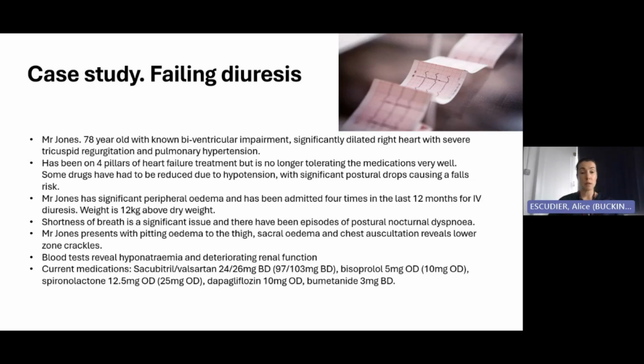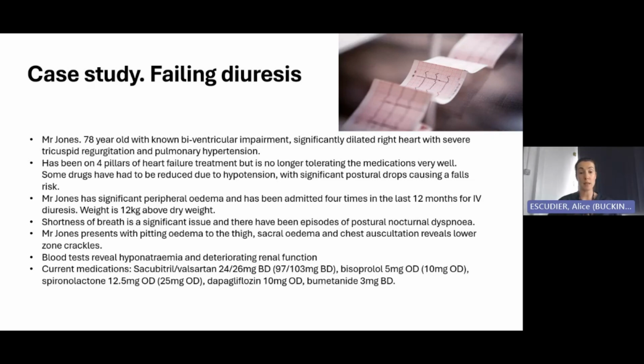On examination, Mr. Jones had pitting edema up to his thigh, had some sacral edema, and chest auscultation revealed crackles in his lower zones on his chest. Blood tests showed hyponatremia and deteriorating renal function.